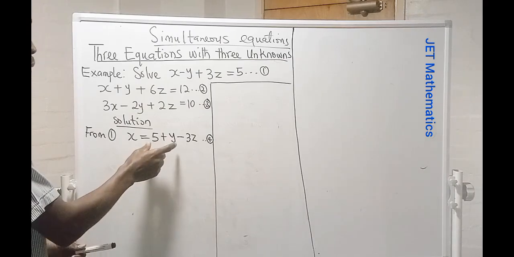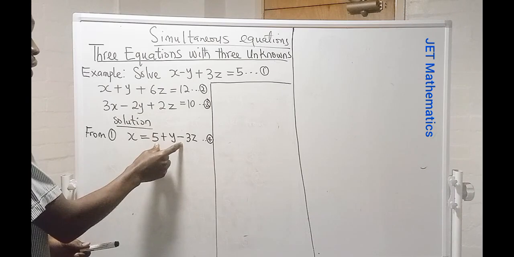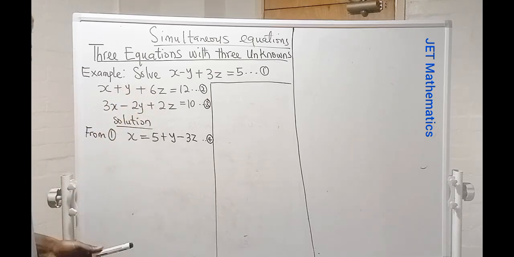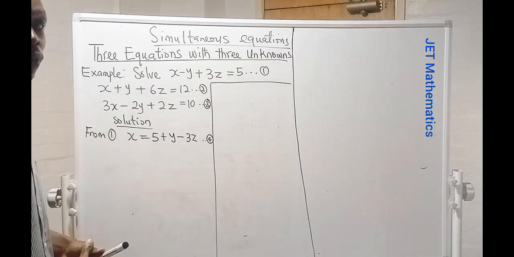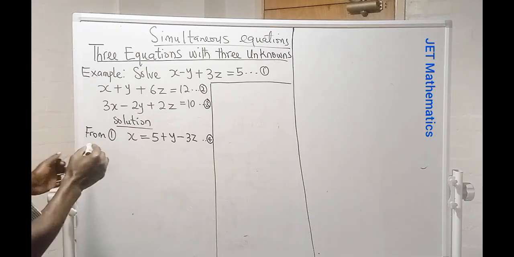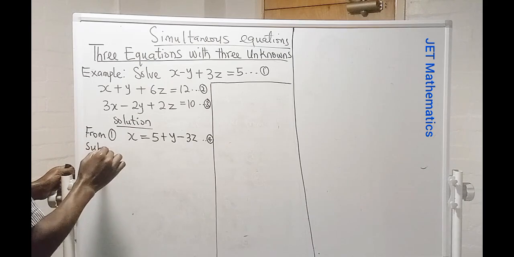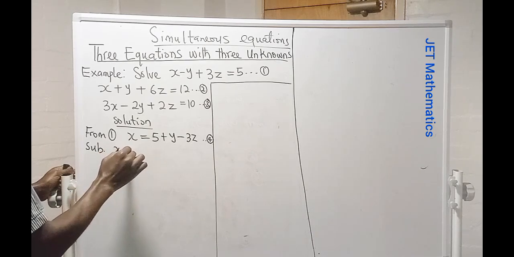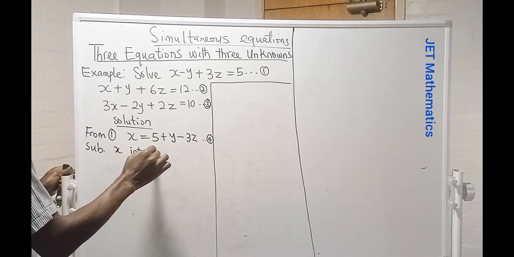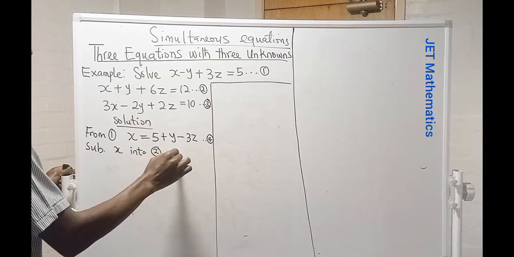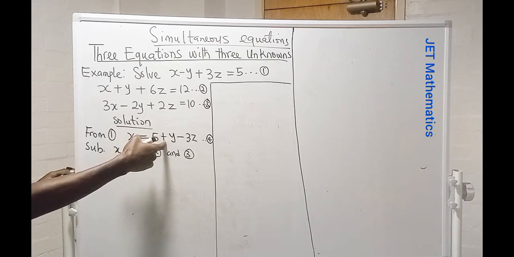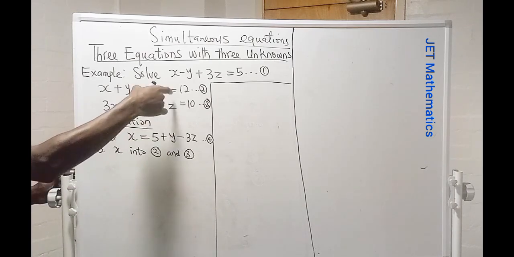From equation 1 we have made x the subject. What we need to do is to substitute this expression for x into equation 2 and equation 3. This will reduce equation 2 and equation 3 into two unknowns. So we'll do that. Substitute x into 2 and 3.